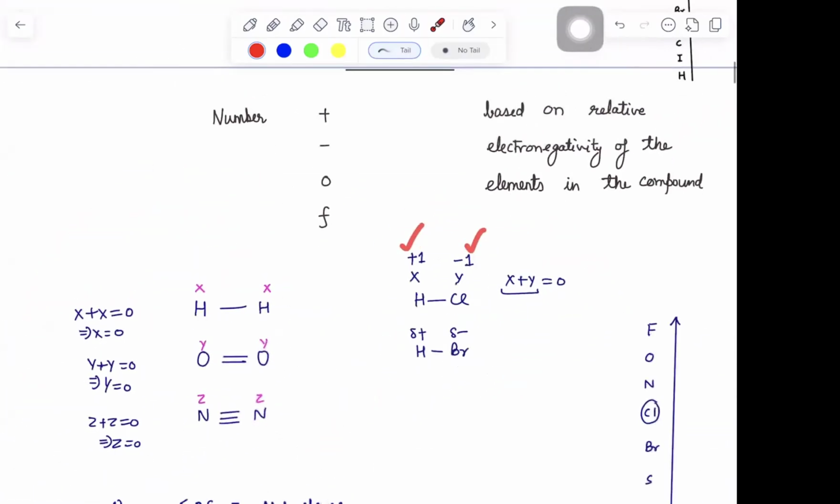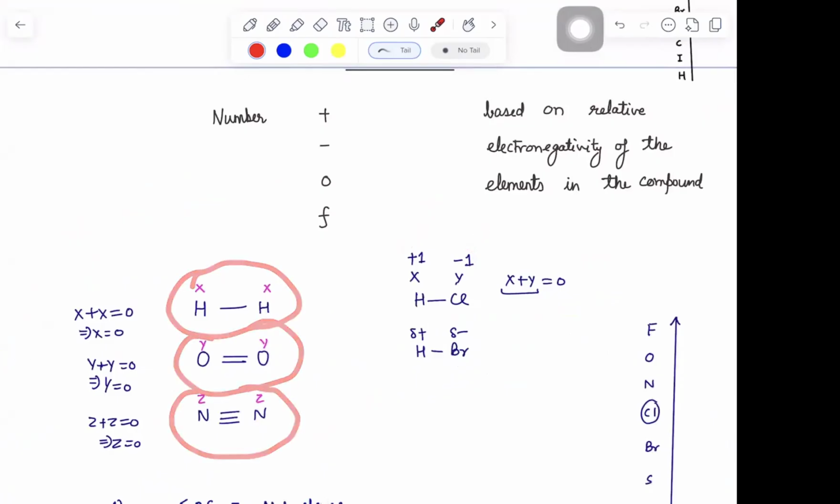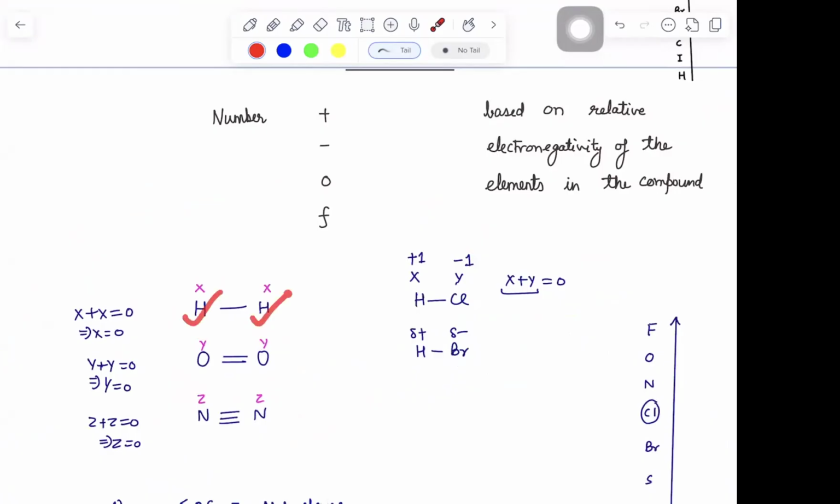Take a case like hydrogen, H2, or O2, or N2. In all such cases, what is going to happen? In all such cases, these members are same. Since these members are same, this and this are same. So if I say x, I have to write x for both. How can I say plus and minus? Both are same. So x plus x is 0. X will be 0, meaning individual values are 0. Because they are equally powerful. It's like I can't decide who will pull.